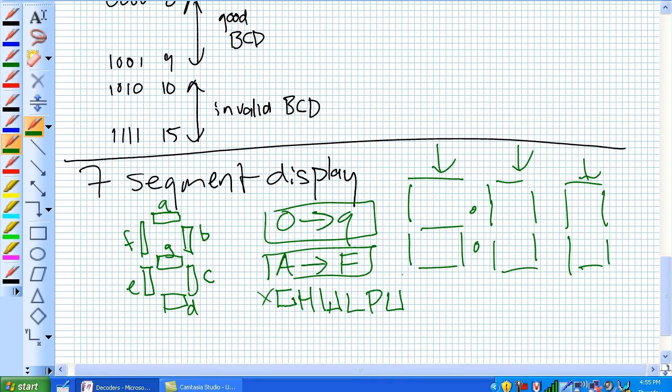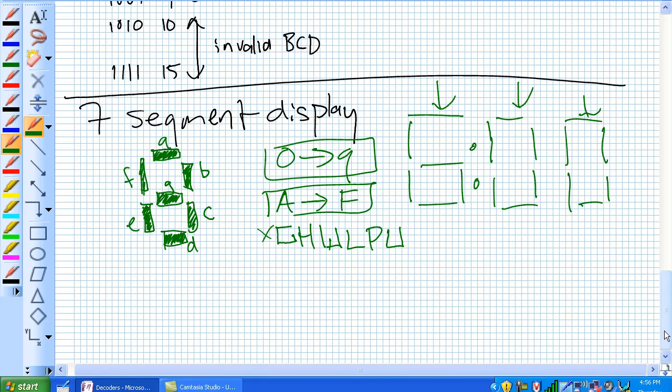So let's make the number 2. Well, we're going to light up segment A, B, G, E, and D. And that looks like the number 2. Now let's make it 8. You're going to light up all of them. Dig it? Okay, so there's 2 different types of 7-segment displays.